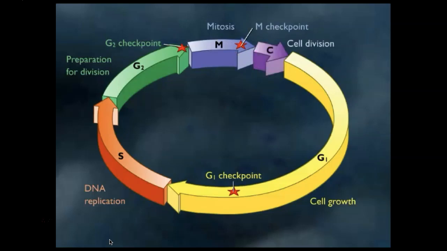Part or all of the C phase actually overlaps with the later parts of mitosis, so it is not a distinctly separate phase. During the C phase, the cytoplasm of the cell is divided, and two daughter cells are created from the original cell. When this process is finished, the daughter cells enter the G1 phase, and the cycle is complete.